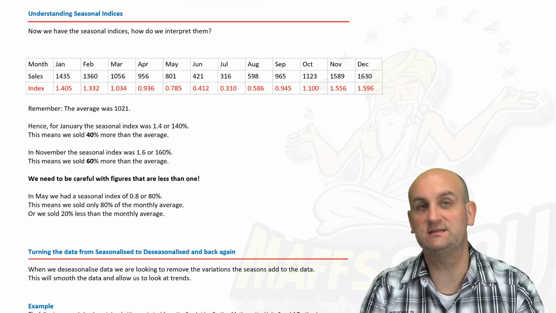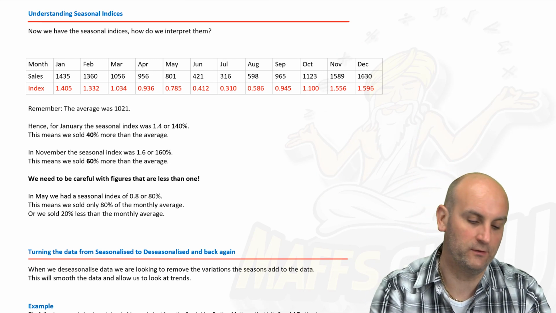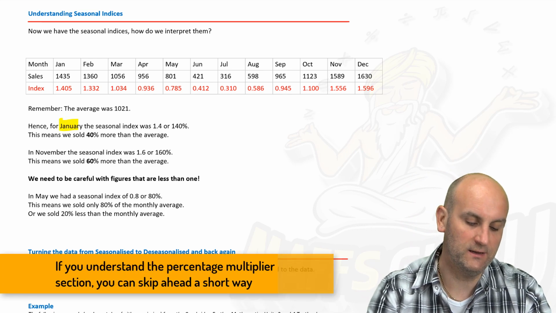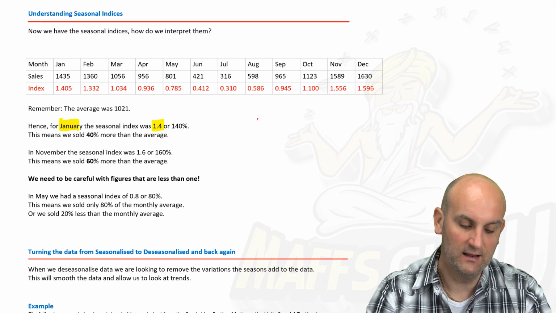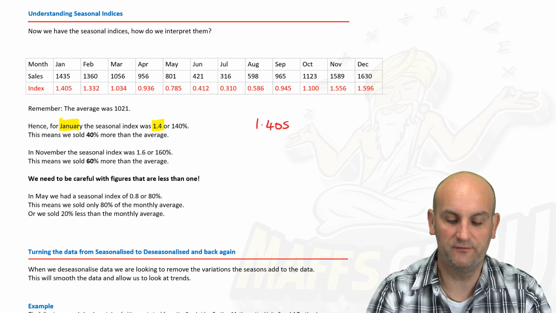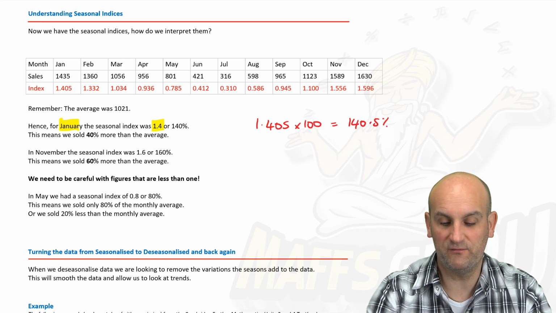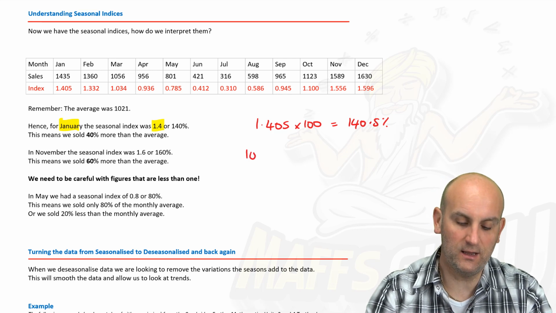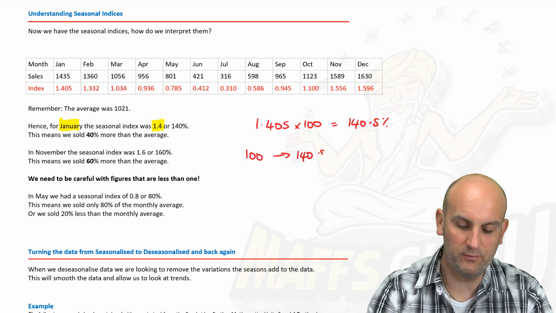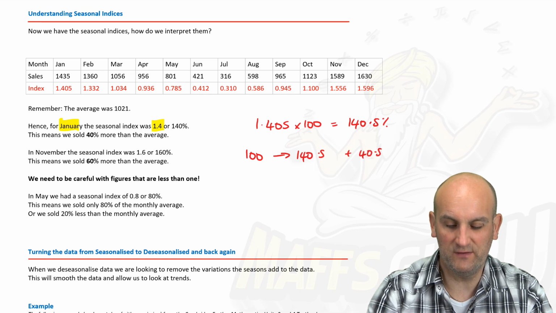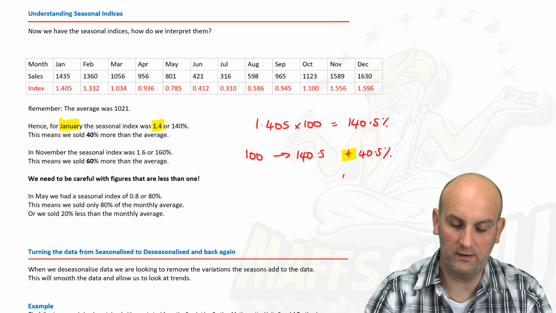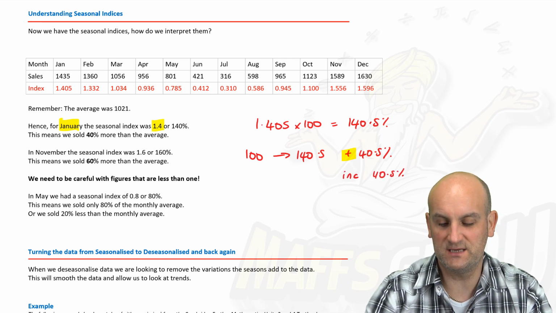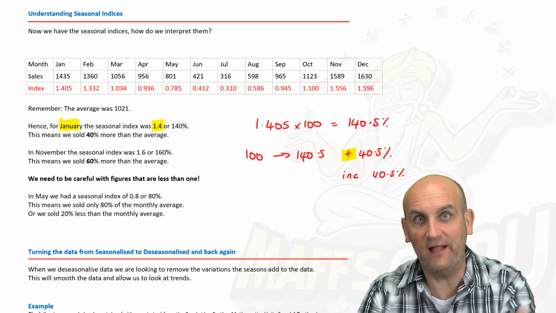Now, when it says understanding seasonal indices here, I've already explained that before, but I'll do it one more time. In January, our seasonal index was 1.4. Realistically speaking, it's 1.405, which when we multiply by 100 gave me 140.5%. Referencing how we go from 100 to 140.5, I add 40.5%, and if we think of add as being replaced by the word increase of 40.5%, then you will be a gun at these in examinations.